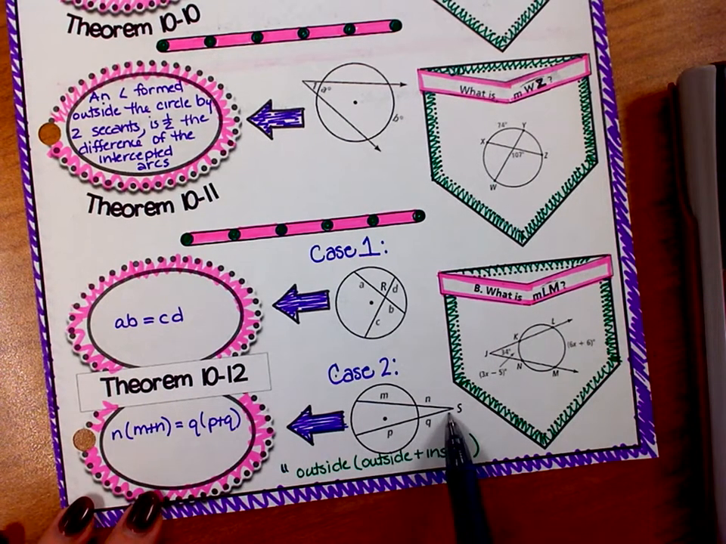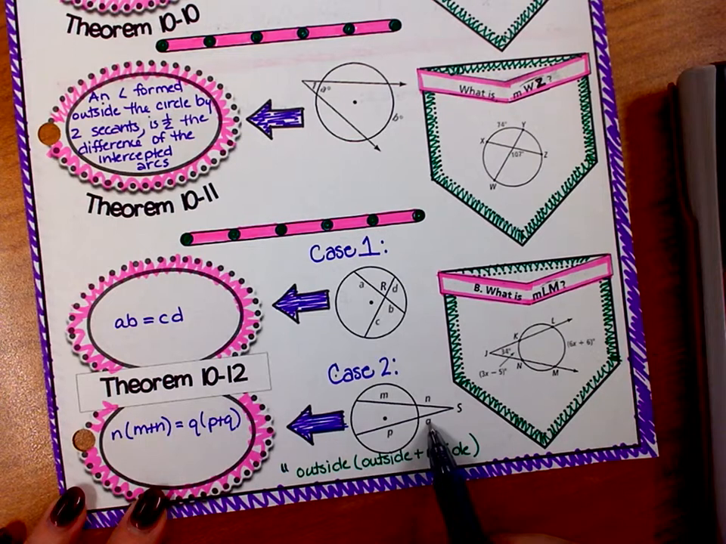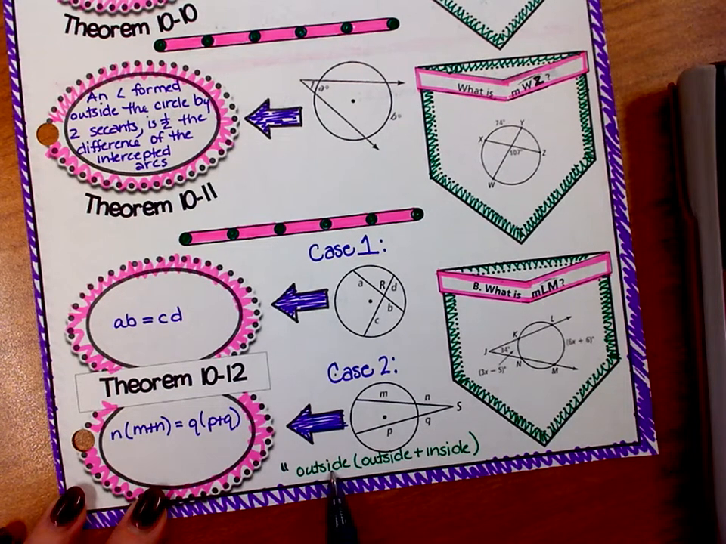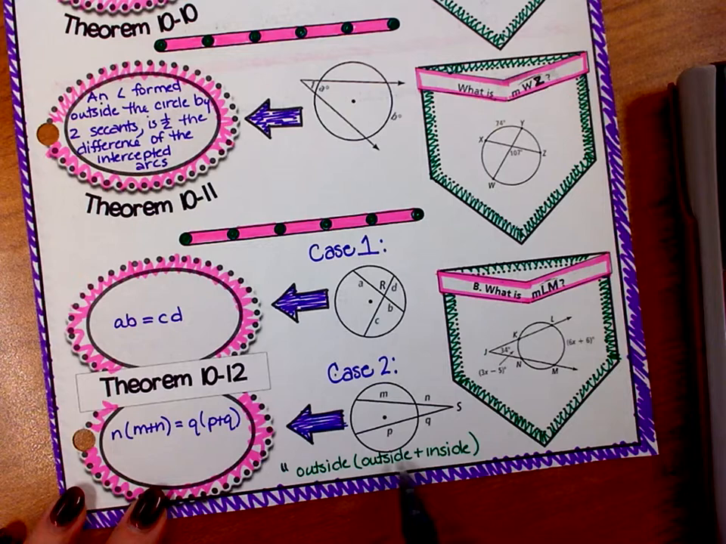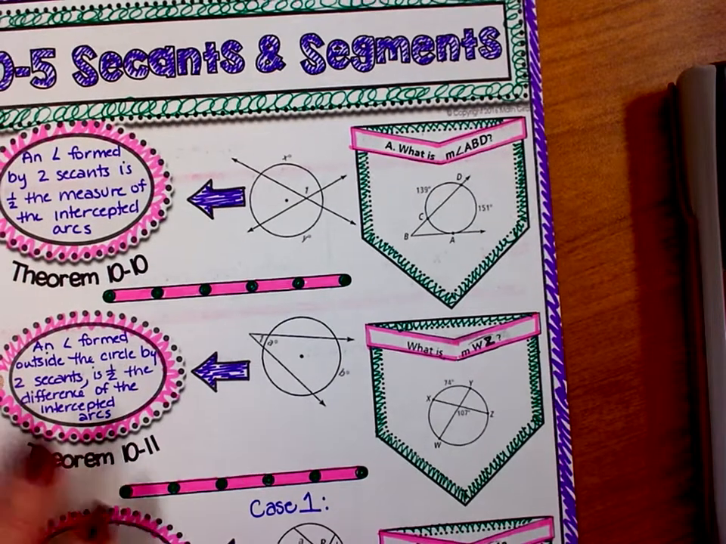And when the vertex of the angle is outside the circle, then it's going to be N times M plus N equals Q times P plus Q. It's easier to think of it as the outside times the outside plus the inside. Okay, let's take a look at some examples.